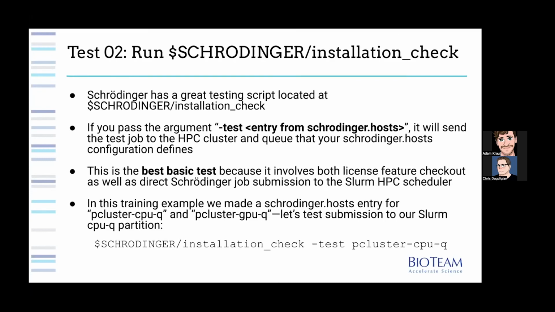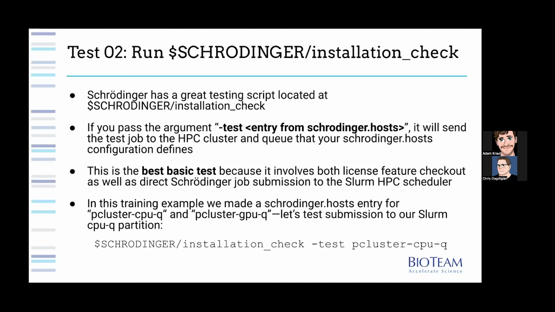Schrödinger also has a really fantastic and fairly comprehensive script that they call the installation check. The cool thing about the installation check script is that you can pass arguments that will match against entry in Schrödinger host. So in the example I showed you, I made a Schrödinger host entry for pcluster CPU queue. I can actually run the installation check, and if I pass the -test argument and I give it the name of something that I've defined in Schrödinger.hosts, it's actually going to use that remote compute environment to run its installation check.